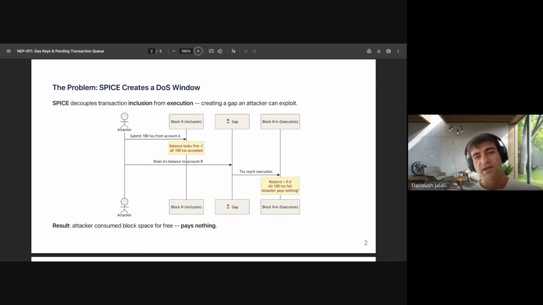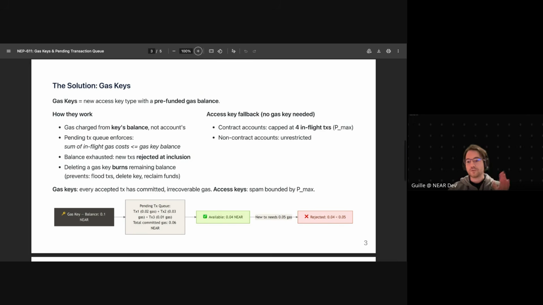However, in Spice, we have this gap between inclusion and execution, in which, for example, an account that has a contract could try to send its balance to another account, most likely controlled by itself, and then causes the other transactions to fail and become non-fee paying transactions. Any questions, or we can move to the solution part? If there are no questions, we can move forward.